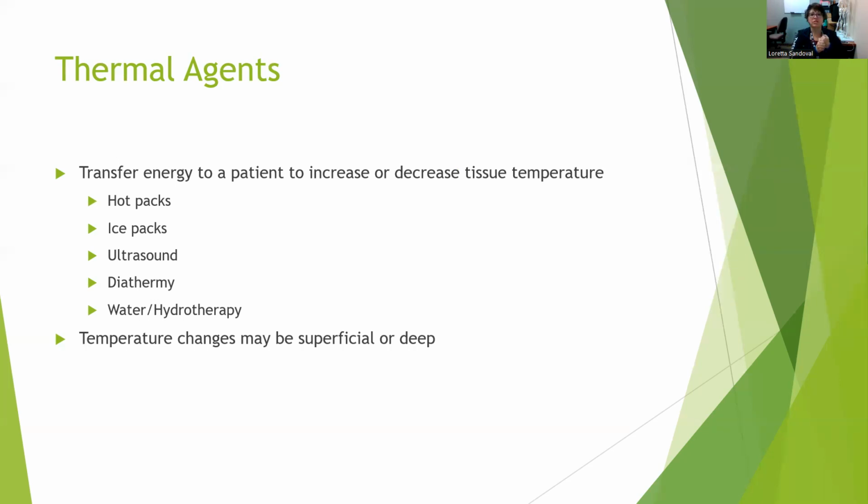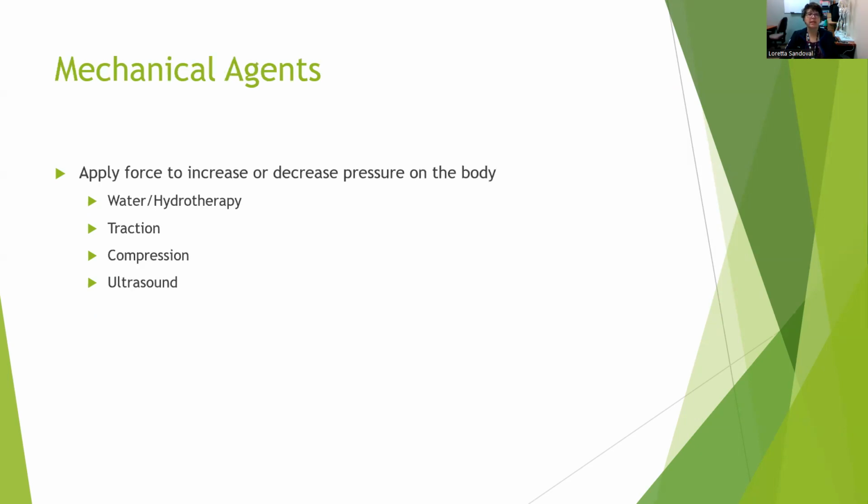So the temperature changes that occur in the tissues when we use thermal agents can be superficial or deep. And when we talk about each individual agent, we'll talk about which ones are better for superficial versus deep treatment.